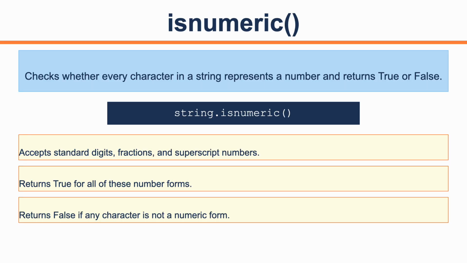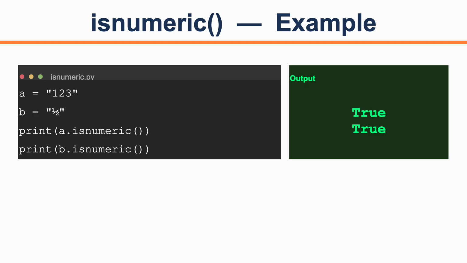The isNumeric method checks whether every character in a string represents a number. It accepts standard digits, fractions, and superscript numbers. It returns true for all of these and false otherwise. Here we check the same two strings using the isNumeric method. Both return true this time. The fraction character counts as numeric, even though it is not a standard decimal digit.